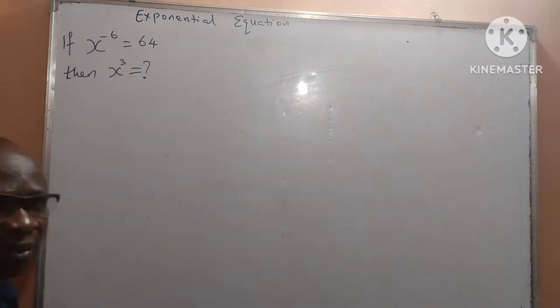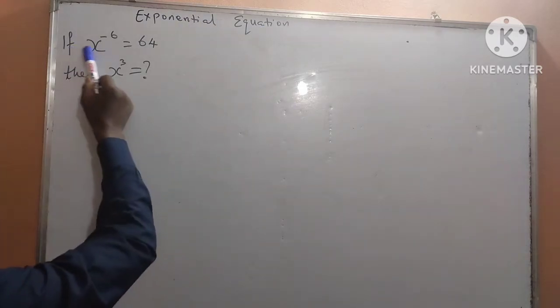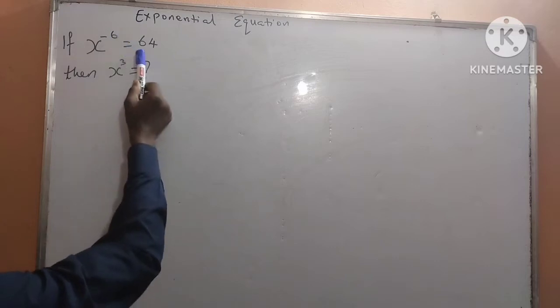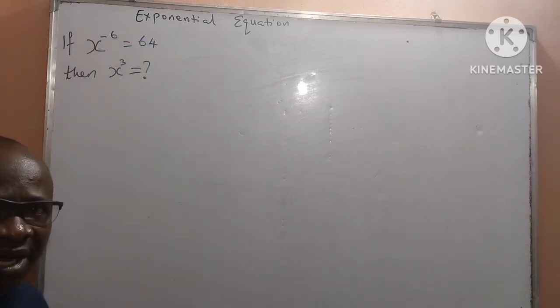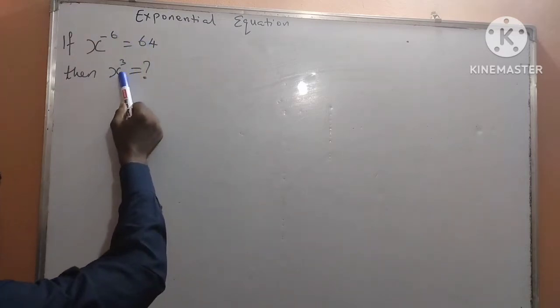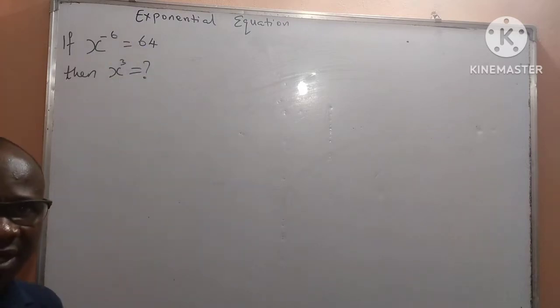It is an exponential equation and it is written: if x raised to minus 6 is equal to 64, then what should be the value of x to the power of 3?